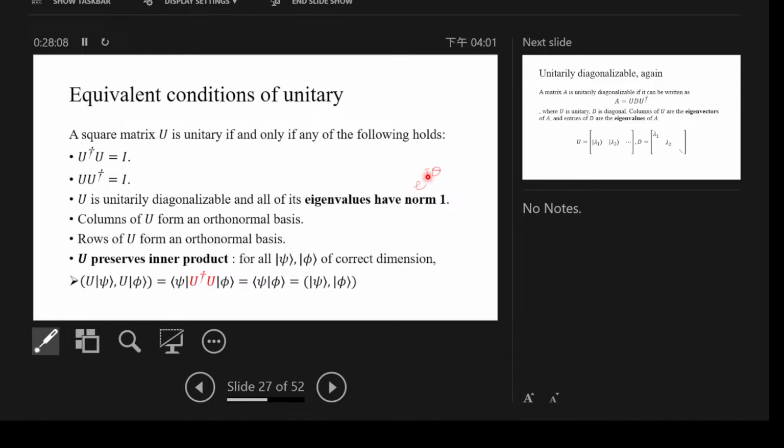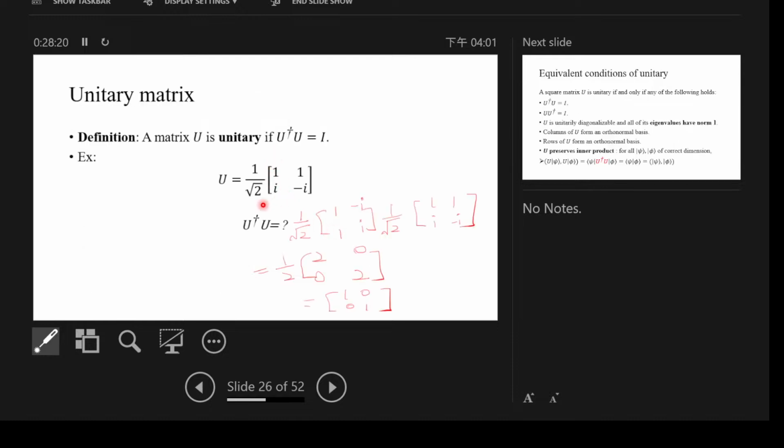And the other properties are that the columns of U will form an orthonormal basis, and this is easier to see here. So here the columns of U are 1 over square root 2 times (1, i) and 1 over square root 2 times (1, minus i). It's easy to check that those two vectors are normalized, and also they are orthogonal to each other. You take the inner product between them, it's going to be 0.